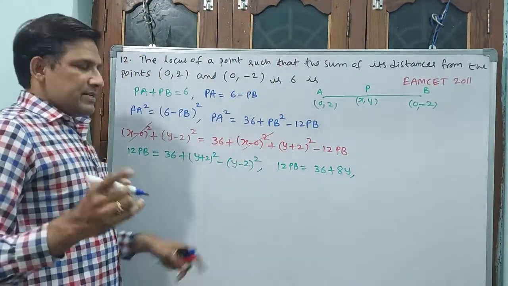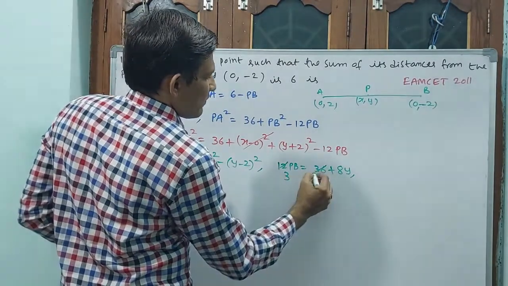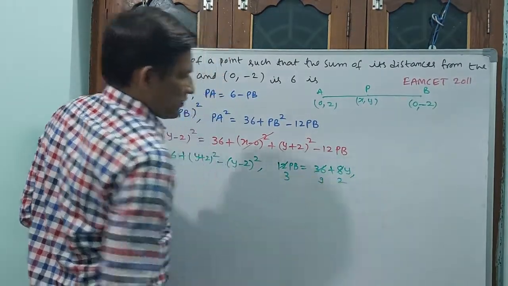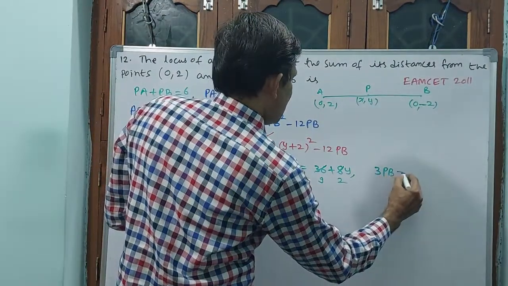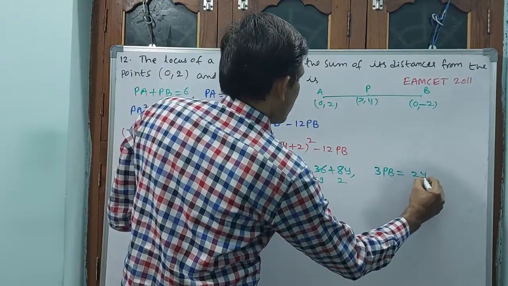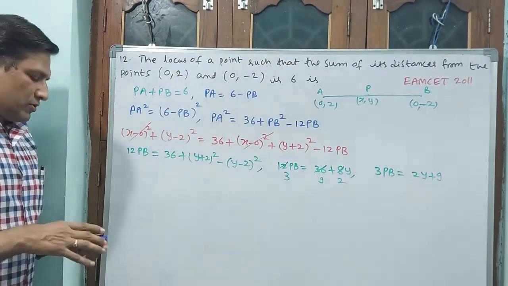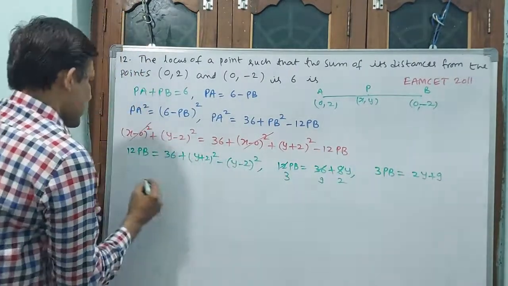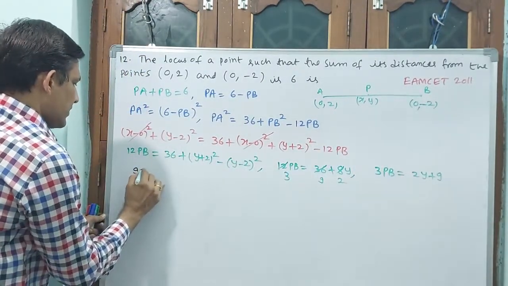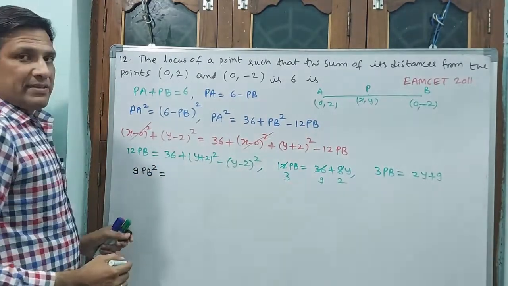I think we can divide with 4. 4 3s, 4 9s, 4 2s. This is going to become like this: 3PB is equal to 2Y plus 9. Okay, 3PB is equal to 2Y plus 9. Now you square on both sides. 9PB square is equal to 2Y plus 9 whole square.